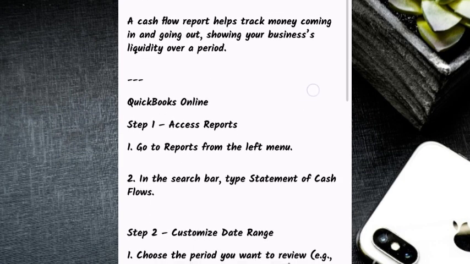The first step is to access reports. So go to reports from the left menu on the QuickBooks dashboard, and then in the search bar you're going to type statement of cash flow.